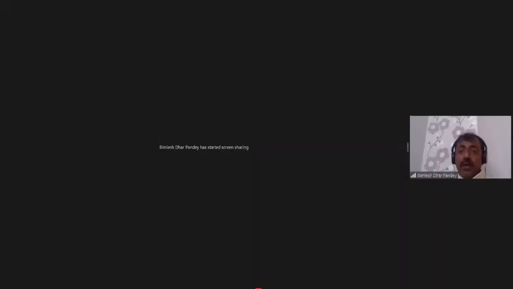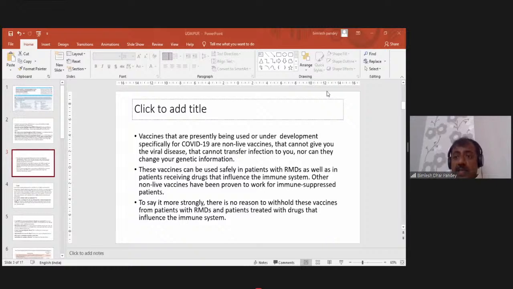Every one of us is nowadays busy teaching our patients that we need to vaccinate ourselves if we want to be really safe. And people have a lot of thought processes whether they can take the vaccine or not. So let me summarize, and this is the evidence. Whatever vaccines we have as of today, they are non-live vaccines that cannot give you the viral disease, and they cannot transfer infection to you, nor can they change your genetic information. That is a clear message.